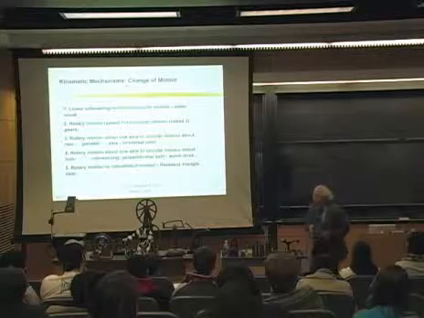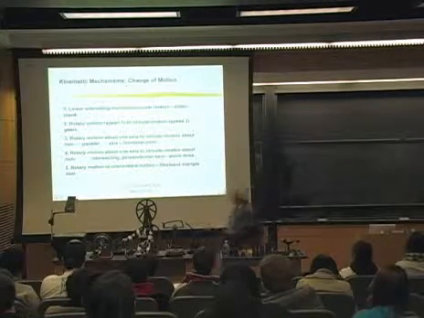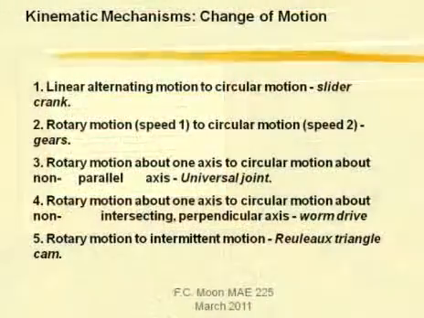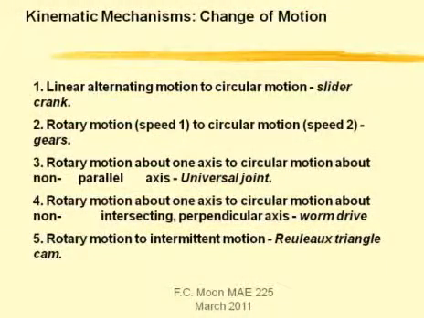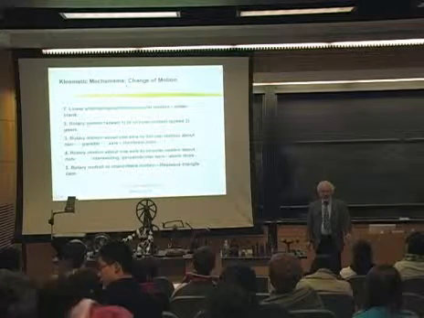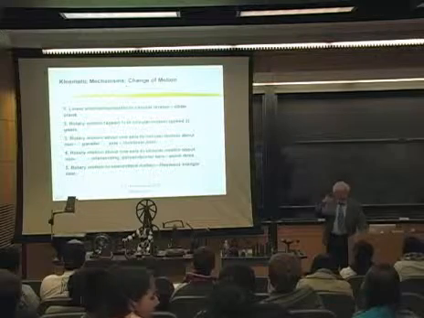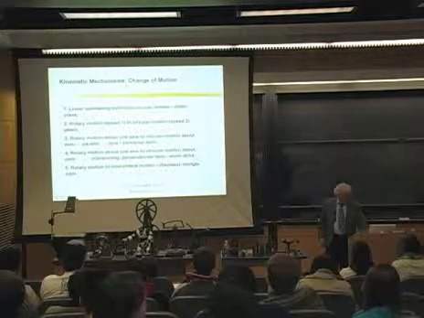Okay, we can also have rotary motion that creates intermittent motion. We'll talk about that in the next lecture. So kinematic mechanisms change motion from one form to another, and we can concatenate each of these different mechanisms.